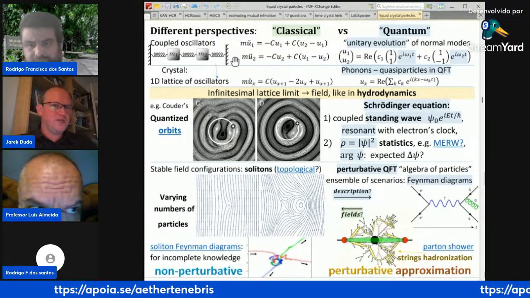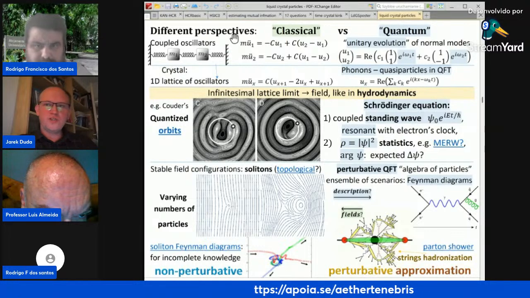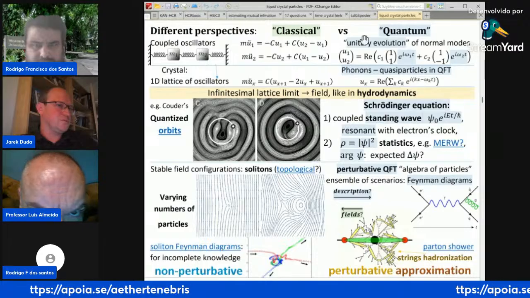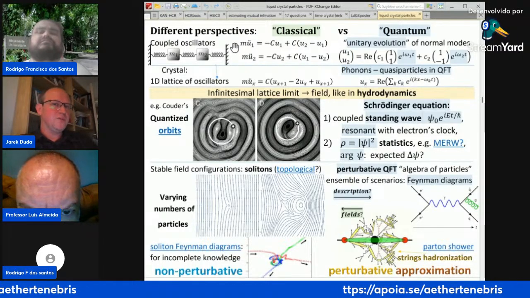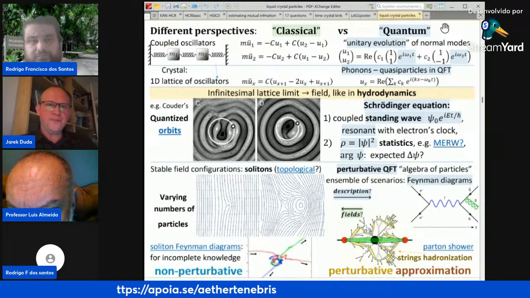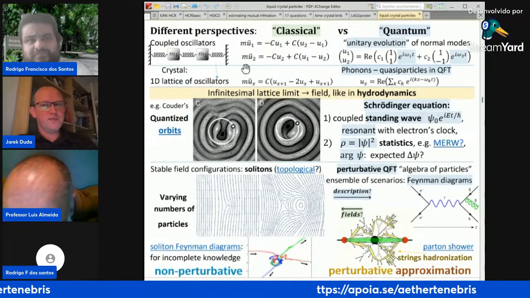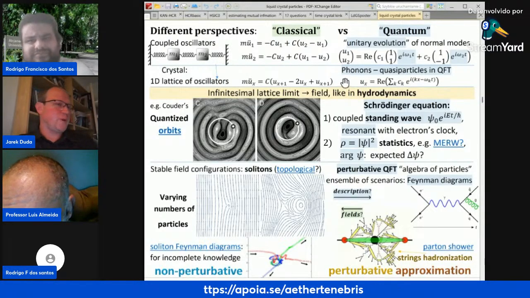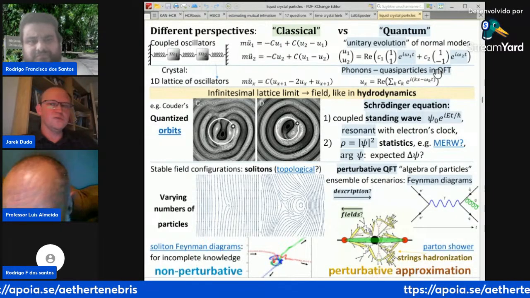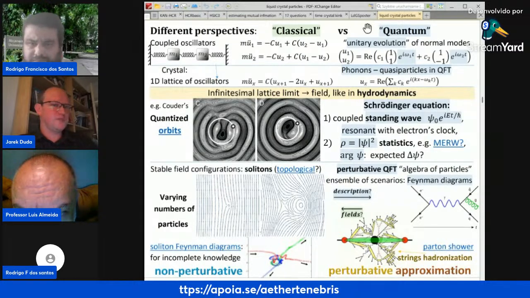So let's think about these coupled oscillators. Yes, we can describe them classically with these simple equations, but you can go to normal modes and the equations become literally unitary evolution. So we get the same system from the perspective of classical physics and of quantum physics. This is practically quantum physics. Then we can go to a lattice, the crystal. We can use classical description, but we can go to phonons, to normal modes, which in quantum field theory are treated as real particles. So this is the same but a different perspective, classical and quantum.